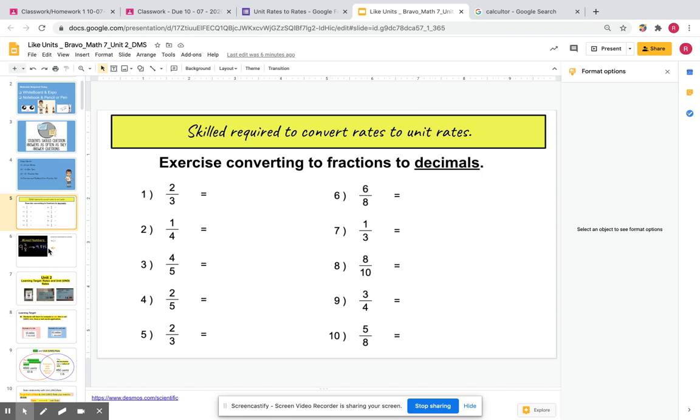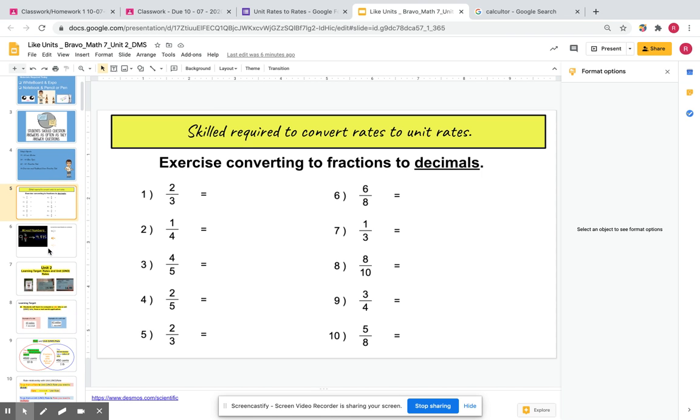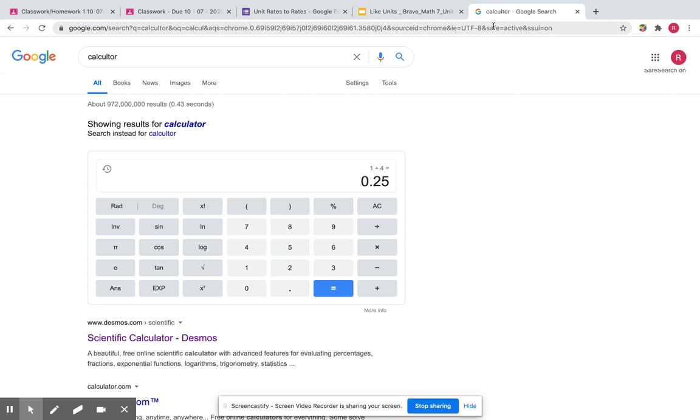So before I even talk about the concept, the skill required for this unit is the following. You need to know how to use a calculator to convert a fraction to a decimal, any type of fraction. So let's go ahead and convert 2 over 3 into a decimal.